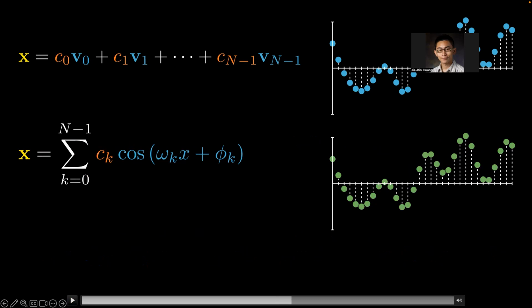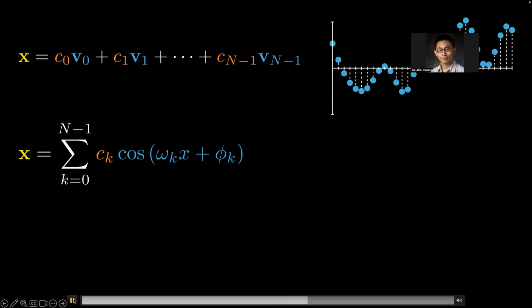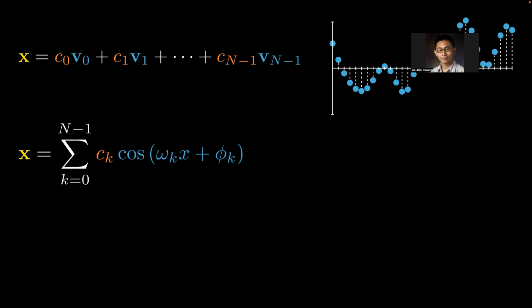This is basically the idea of the Fourier transform. I have a single input x, and I can describe it by some coefficient ck, times a cosine wave with a certain frequency and a certain shift. This can perfectly reconstruct the data. The analogy to what we had earlier is that instead of the orthogonal basis, now I have these cosine waves as the basis.